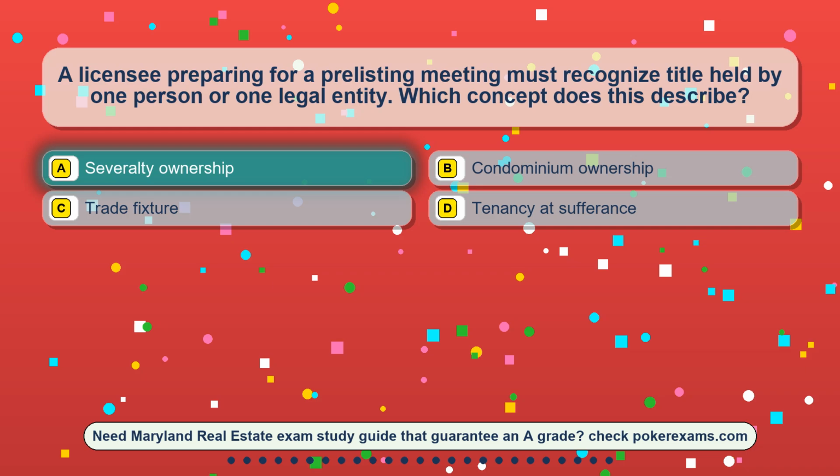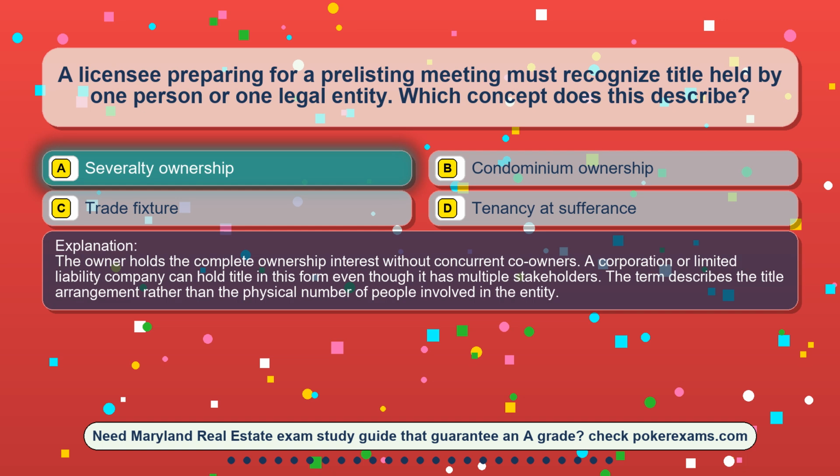The correct answer is option A, severalty ownership. The owner holds the complete ownership interest without concurrent co-owners. A corporation or limited liability company can hold title in this form even though it has multiple stakeholders. The term describes the title arrangement rather than the physical number of people involved in the entity.